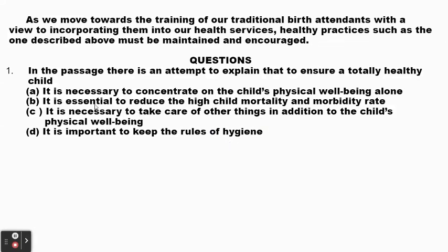Now, this type of question number one is a kind of inferential question. The options given here are not stated in direct words in the passage, but we can figure out through elimination. For example, option A, it is necessary to concentrate on the child's well-being alone. We are not told that in the passage at all, so we eliminate that. B, it is essential to reduce the high child mortality and morbidity rate. It's not even mentioned in the passage, so we eliminate it.